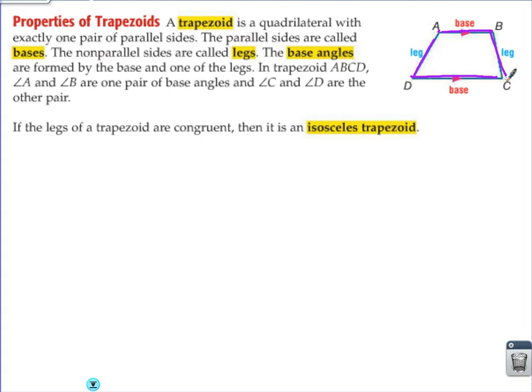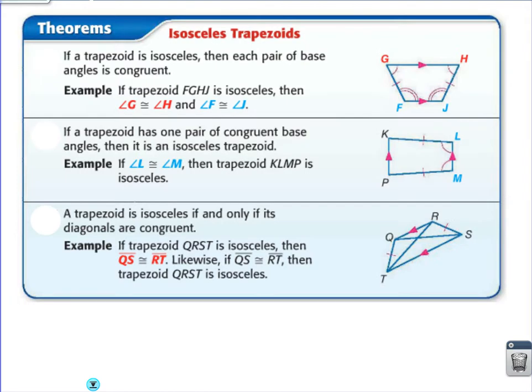The non-parallel sides are called the legs. The base angles. Here's base angles, and here's base angles. If those base angles are congruent like I just marked, then you have an isosceles trapezoid. If the legs of a trapezoid are congruent, then you have an isosceles trapezoid. Here we go. Here's your theorems.